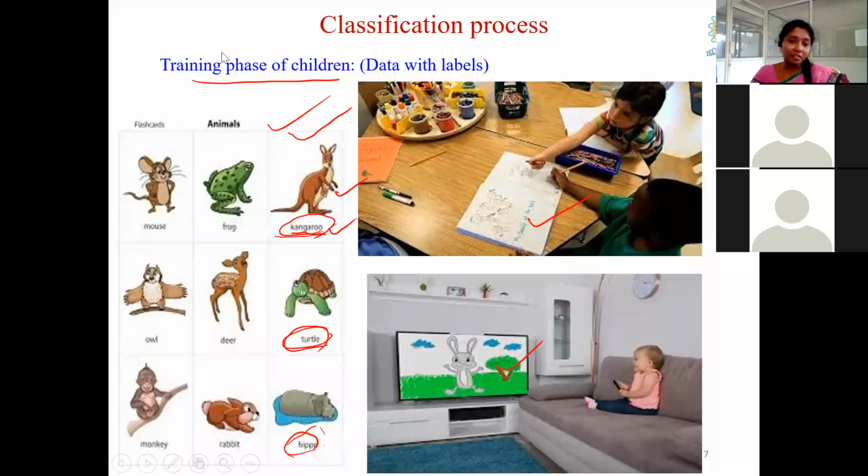So actually what happened in this image, we are training the kid. We are making him learn about the different kinds of animals. Here, this is the training phase.